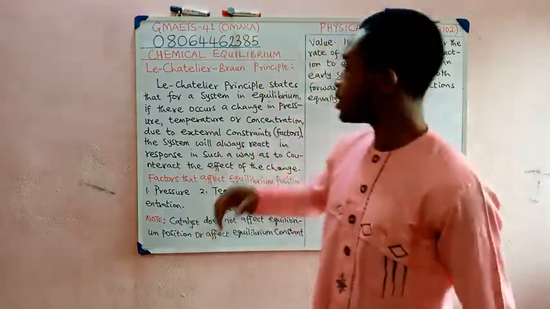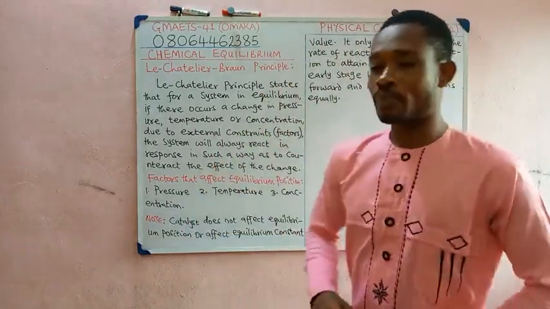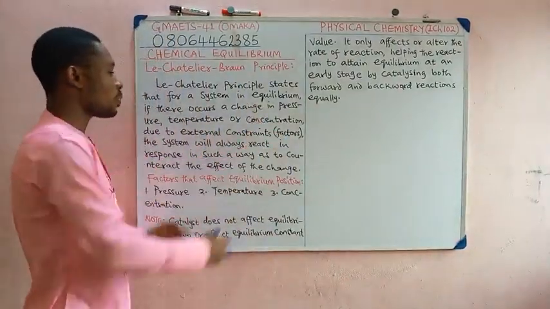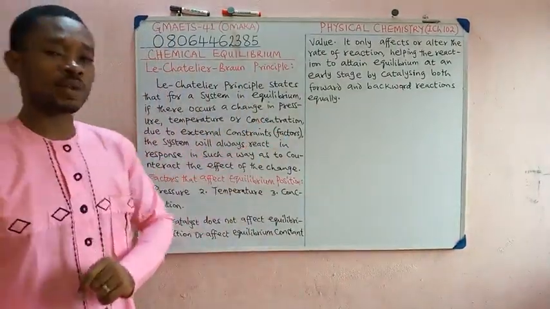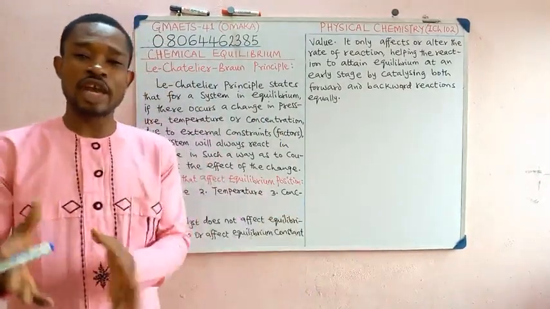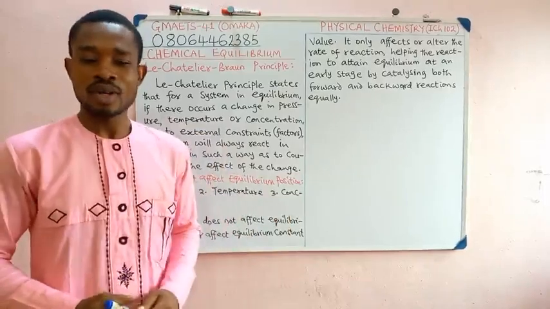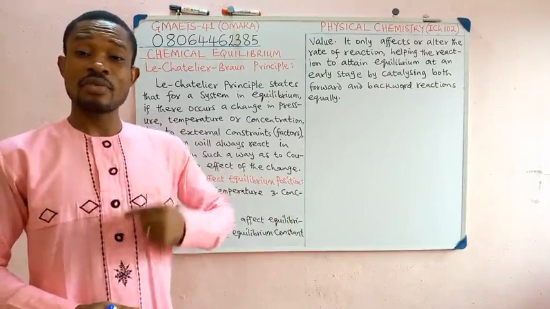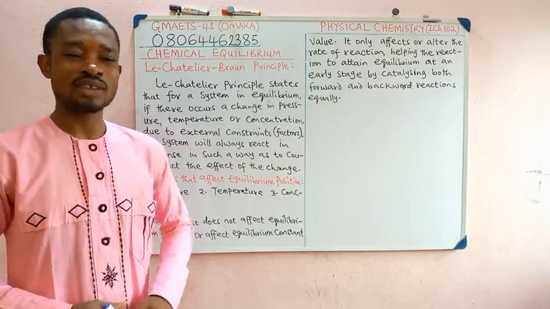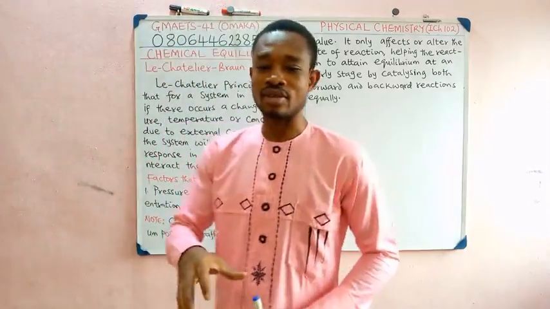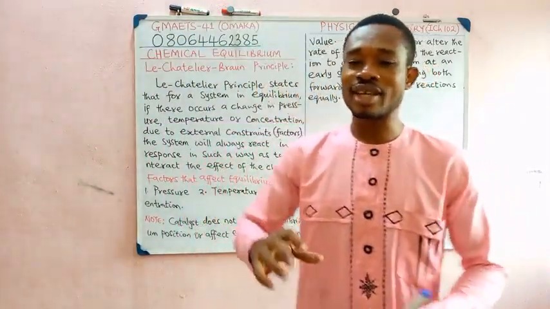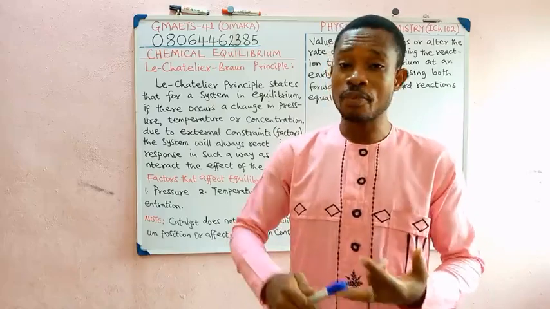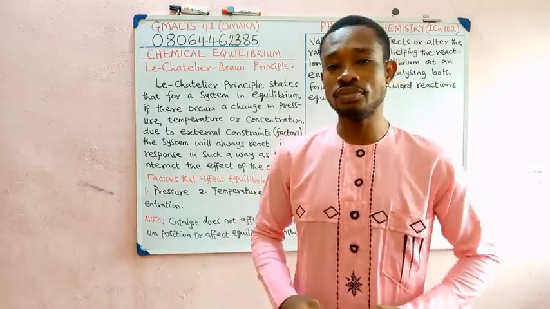We start first by stating Le Chatelier's principle. On the board here we have the statement. Le Chatelier's principle states that for a system in equilibrium, if there is any change in the state of its equilibrium, what will the system do? It will adjust in a way as to give a response so as to counteract that effect. Now, some of the things that can affect the equilibrium state of a system include pressure, temperature, and concentration.